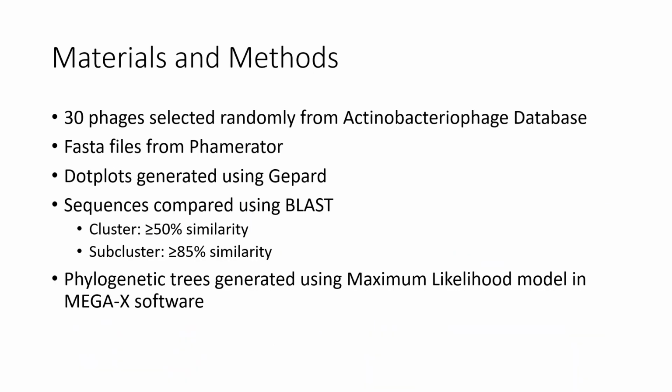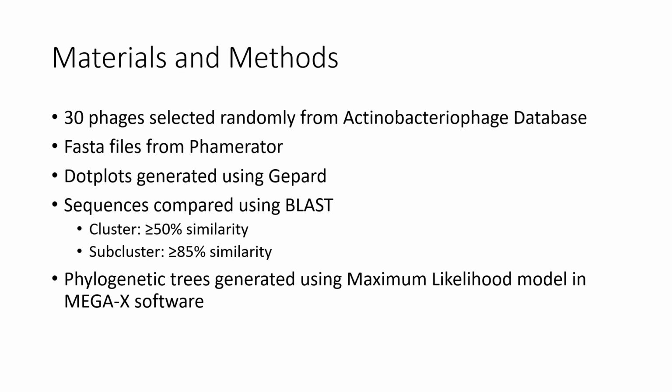At the start of my research, I randomly selected 30 phages from the Bacteriophage database. This is a database that holds information about all known bacteriophages. I then collected FASTA files from Phamerator for each phage's full genome, portal gene, and tape measure gene. I then created 3 dot plots using a program called Gepard, one dot plot comparing every phage's full genome to each other's, their portal gene to each other's, and tape measure gene. I use this as a qualitative and visual method of assigning cluster and subcluster.